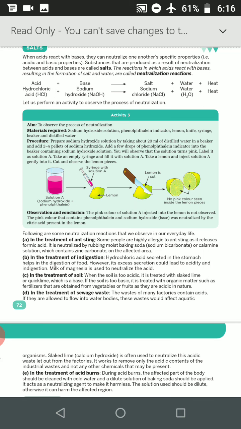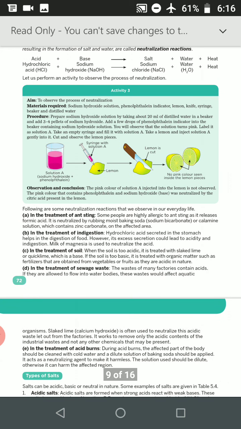Now, treatment of soil. When the soil is too acidic, it is treated with slaked lime or quick lime, which is a base. If the soil is too basic, then it is treated with organic matter such as fertilizers obtained from vegetables or fruits, as they are acidic in nature.